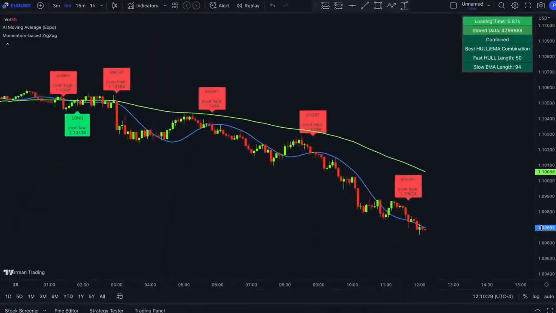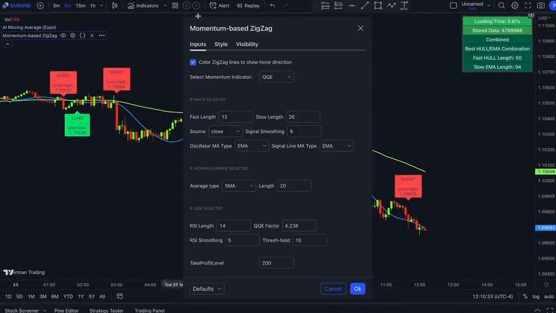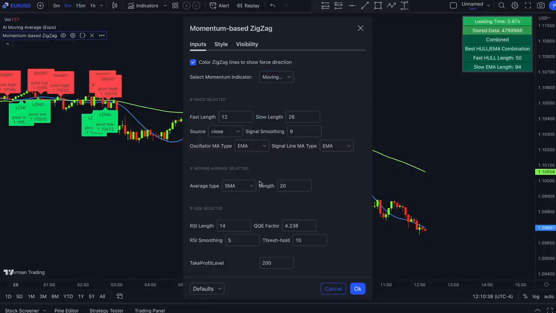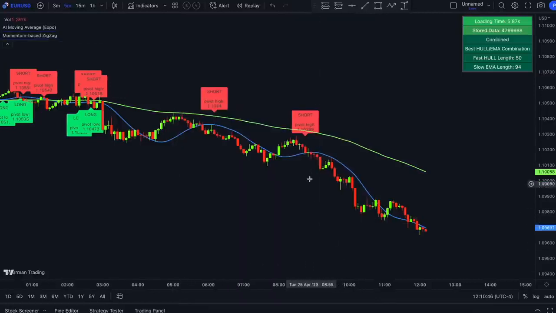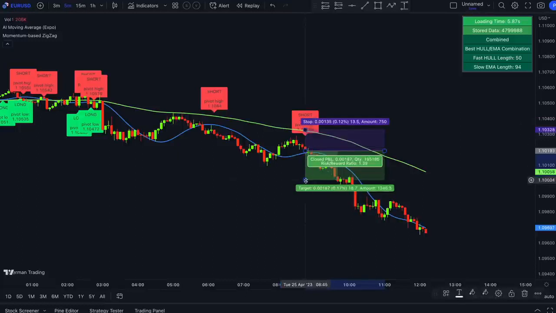If you want to increase the number of trade signals, you can do it by accessing the settings of the momentum-based zigzag and changing the momentum indicator from QQE to moving average. You can also customize the moving average type and length. We will select SMA with the length set at 20. Right away we can see that the number of potential signals has increased. The indicator seems to have less lag, which is a good thing.